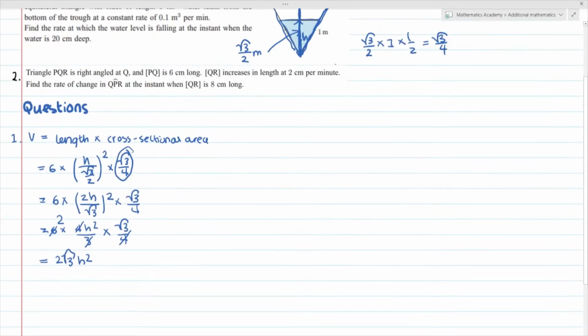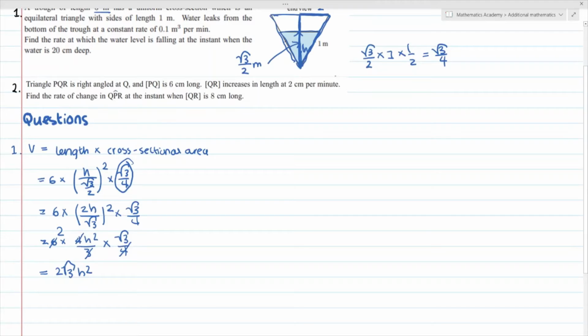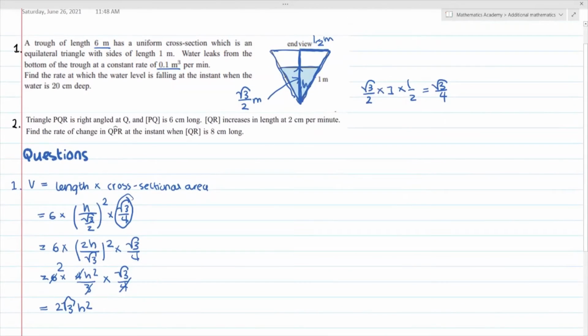Okay, so now we've related volume and h. You always need to do this. You're often given something which you know is varying. In this case, it's the volume, and you want to find out how something else is varying. And so it's very important to relate the two quantities, like we've done here by relating volume and h.